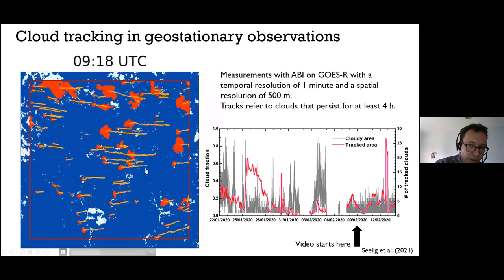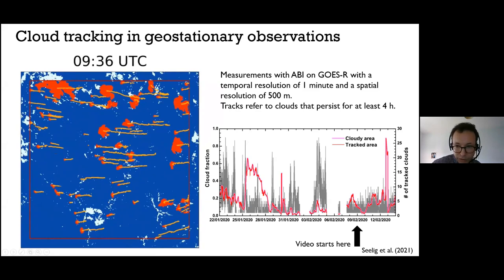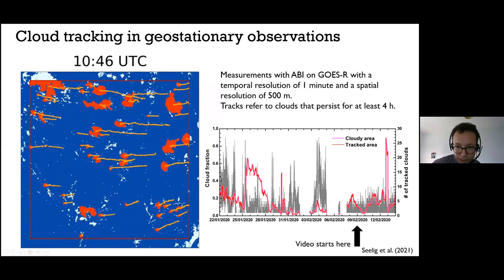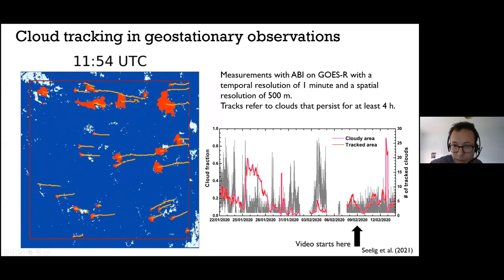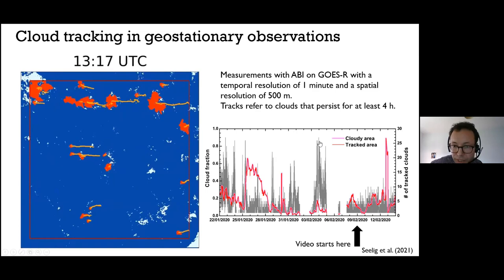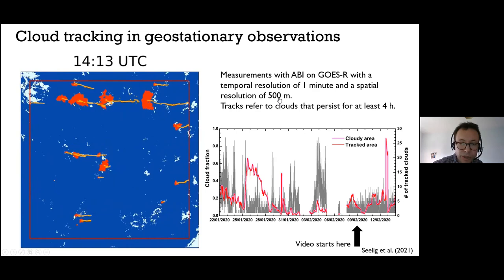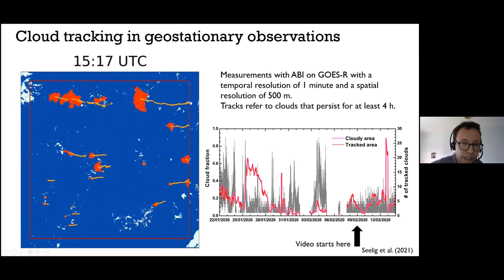The movie starts here and we can see a decrease in cloud fraction. So cloud cover is reduced and then more clouds form. In the gray shading here, we can also see the number of clouds. So the pink and red lines refer to area, while the number of clouds here is in the range of, well, of course, 1 to about 25 per time step, which is, as it's mentioned here, 1 minute. So that's something that we want to look at in future because it gives us much higher temporal and spatial resolution and hopefully more detailed results.